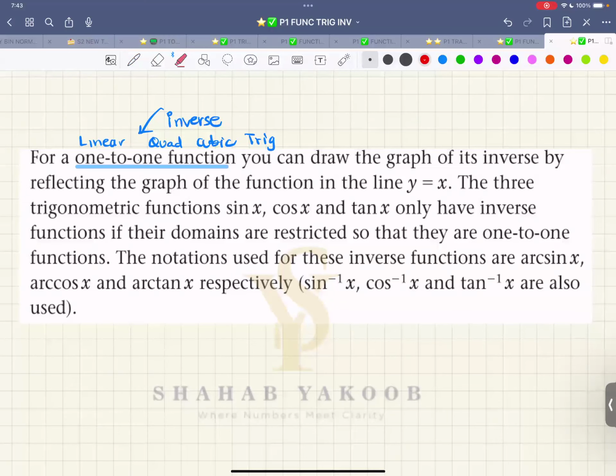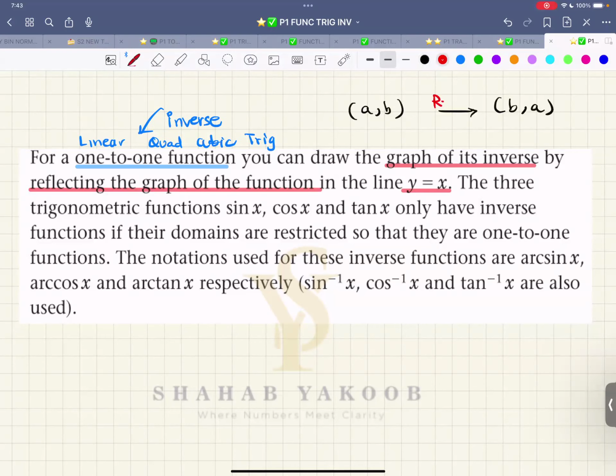When inverse exists, how can we draw the graph of its inverse? By reflecting the graph of the function in the line y = x. We know this logic. A point such as (a, b) becomes (b, a) when we reflect it in the line y = x. Coordinates flip. That means the x coordinate becomes the y coordinate, and the y coordinate becomes the x coordinate.